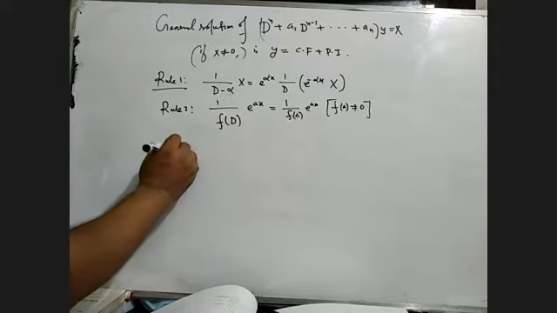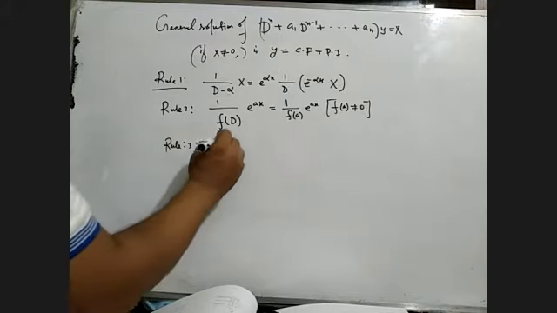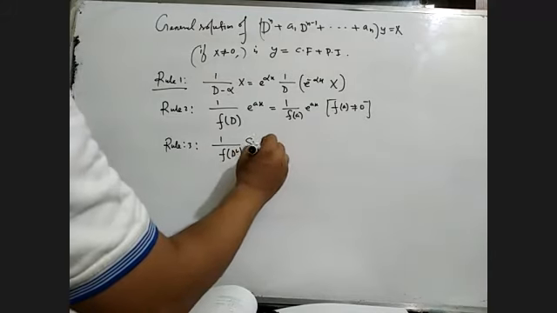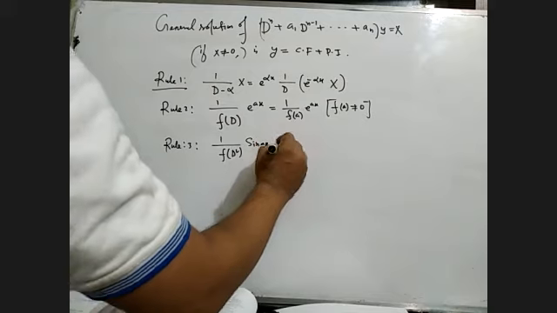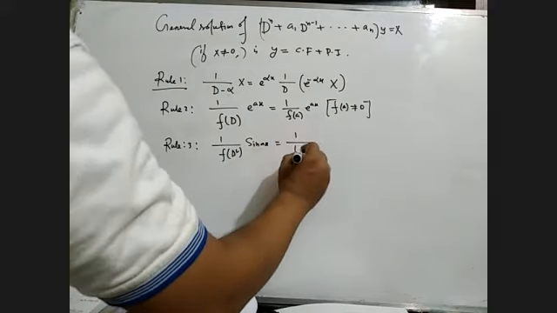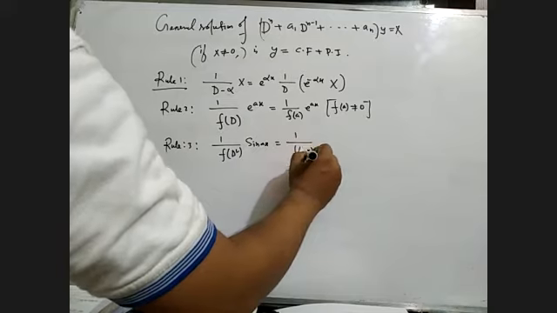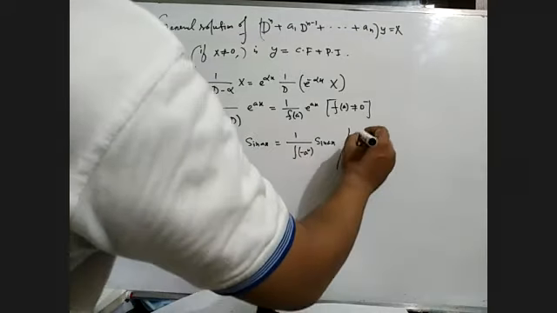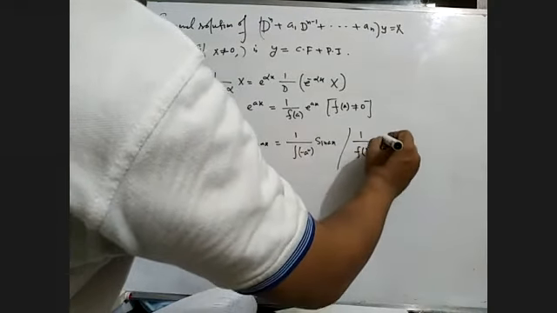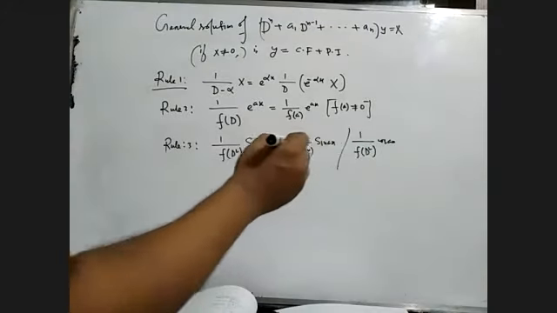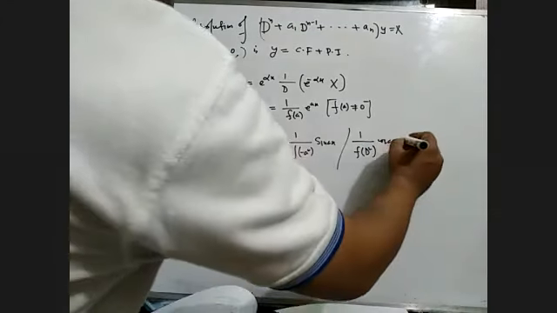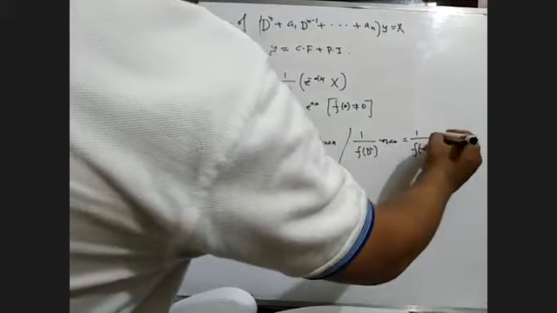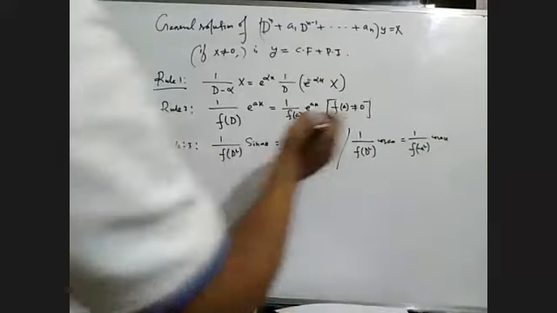And the third rule, rule 3: suppose we have a particular integral like sin ax, then it can be written as 1 by f of D square, sin ax, which equals 1 by f of minus a square, sin ax, or similarly for cos ax, substituting capital D square equals minus a square. This is the third rule.